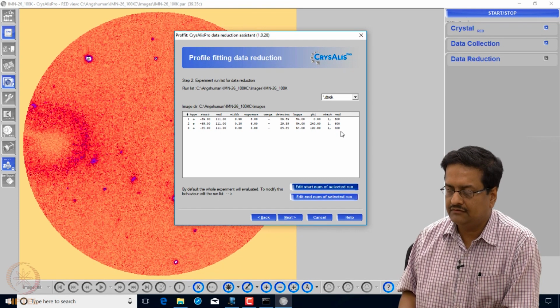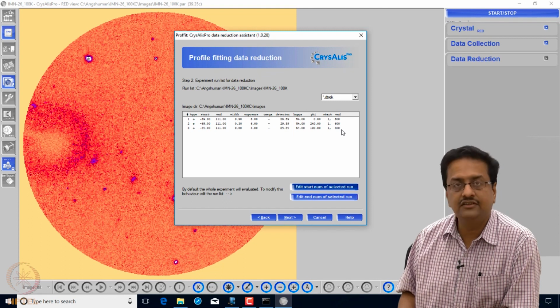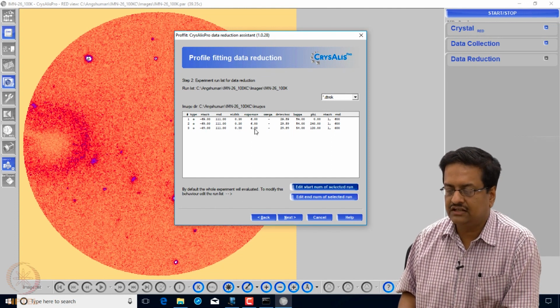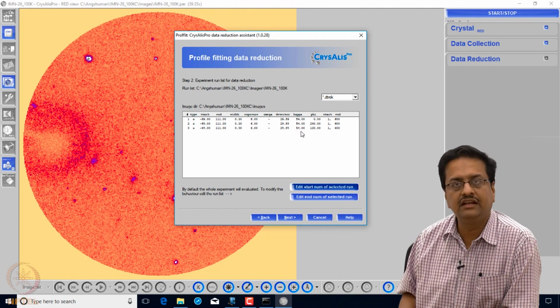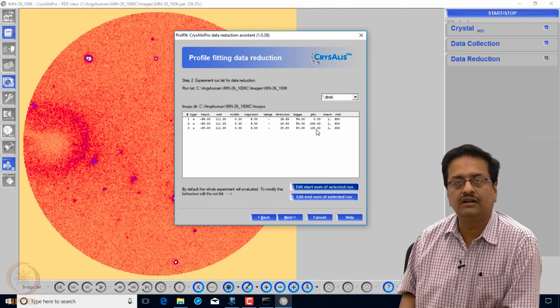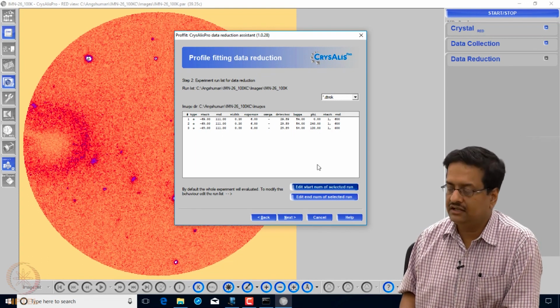See, here what we have are 3 sets of data, 600 images in each, with a starting value of omega as -69, an ending value of omega as 111, with a width of 0.3 degree, and this is the exposure time, 6 seconds. Detector is located at about 30 degree in plus, kappa is 54 degree fixed, and phi values are 0, 240 and 120 in this particular data.